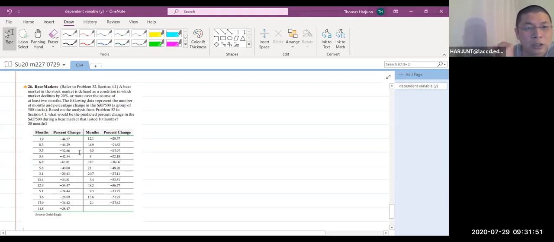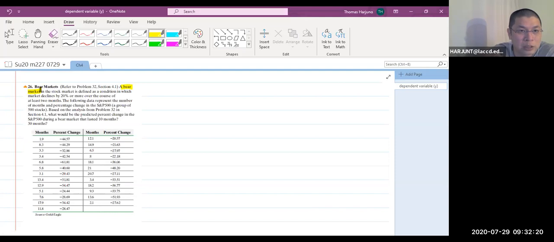This is question number 32 earlier in 4.1. A bear market in the stock market. So the word bear here is not the bear that we talked about earlier. It's not the same bear. When we say bear market, means the stock price is going down, which the market declines by 20% or more in the course of the last 2 months. Okay. What will be the predicted percent change during a bear market that lasted 10 months, 30 months?